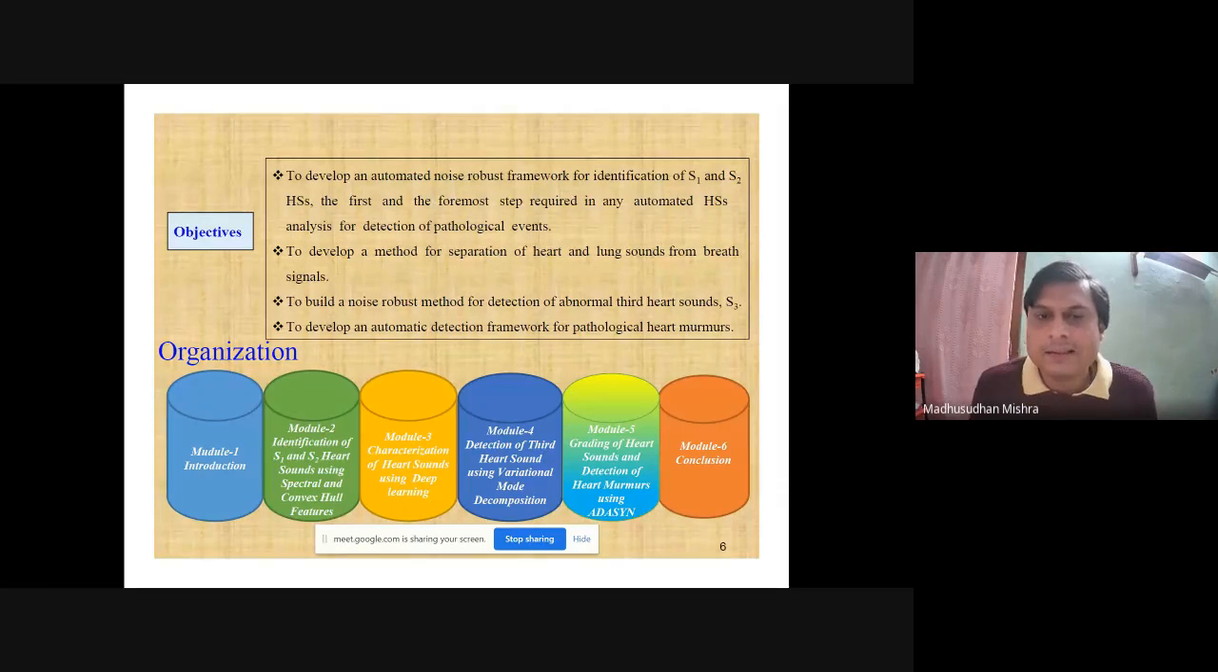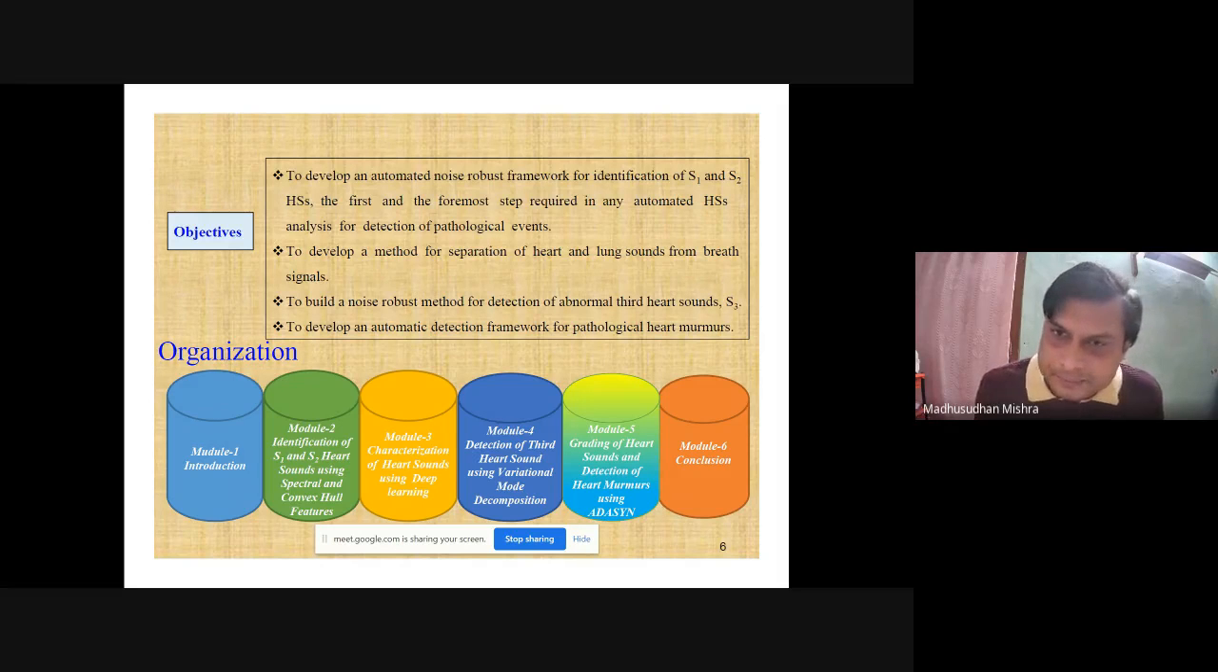Another objective in heart sound analysis may be focused on detection of abnormal heart sounds like S3, because in the case of elderly people, its presence is related to some cardiac abnormalities. Similarly, S4 detection, and one problem may be to develop an automatic detection framework for pathological heart murmurs, where it will detect heart murmurs.